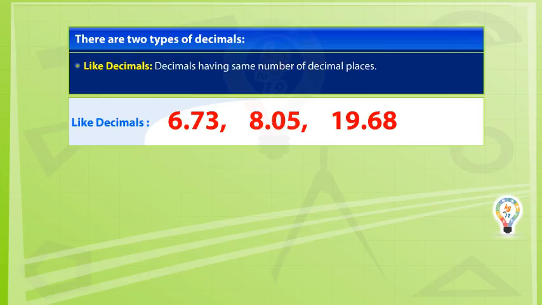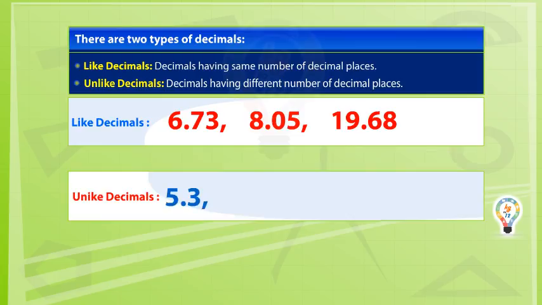Steps for subtracting decimals. Convert the given decimals into like decimals. Arrange decimals in the column form. Subtract as we do in the case of whole numbers. In the difference, put the decimal point directly under the decimal points of the given numbers.